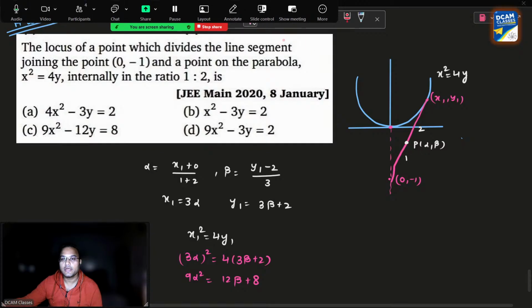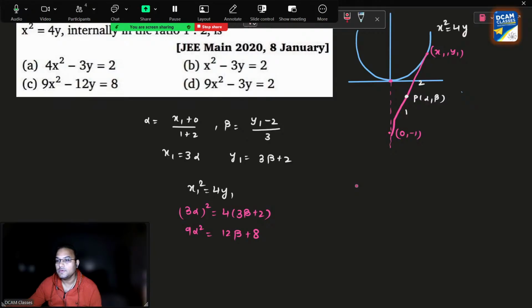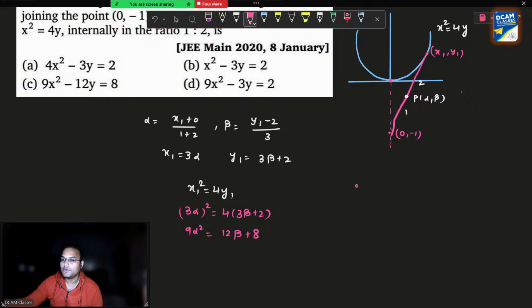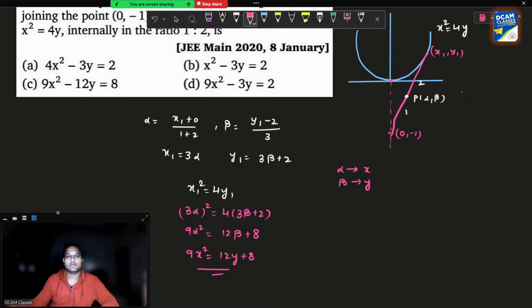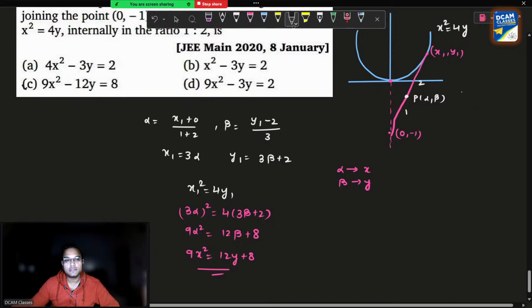And when we are talking about the locus, the point whose locus we want to find, we put that point as x and y. So 9x square is equal to 12y plus 8. This should be the locus, which is that option: 9x square minus 12y is equal to 8. So option C is the correct answer. Okay, understood?